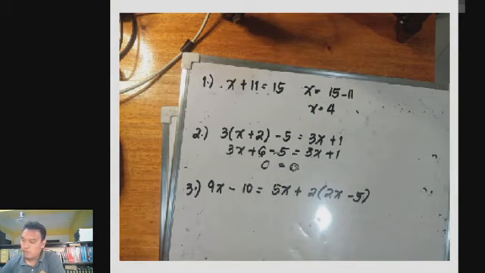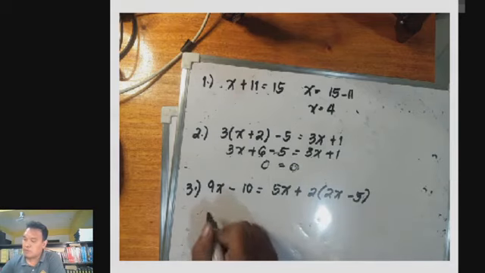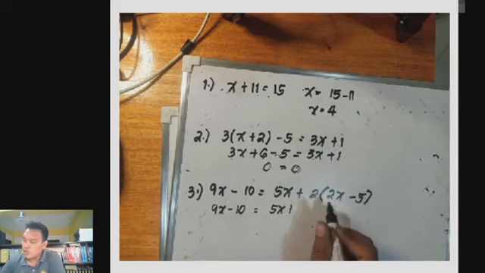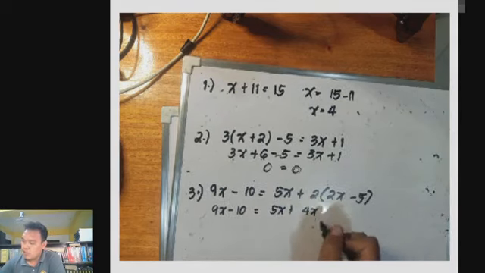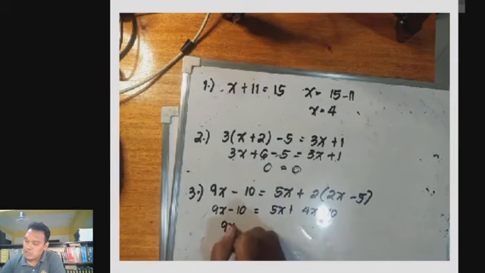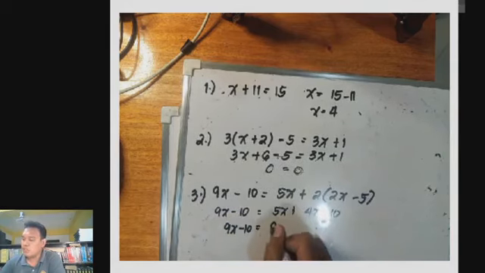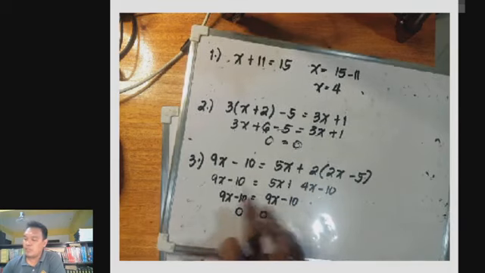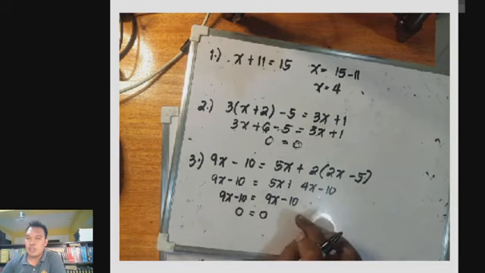No? Then, for number 3, we have 9x minus 10 is equivalent kay 5x plus 2 times 2x minus 5. So, simplify mo lang, 9x minus 10 is equivalent kay 5x plus ito, magiging 4x, then ito, magiging minus 10. Lalabas, 9x minus 10 is equivalent kay 5 plus 4 is 9x minus 10. Therefore, 0 is equivalent kay 0. So, walang magiging value yung x dyan. Kasi nga, pag nilipat mo yung 9x dito sa kabila, 9x minus 9x is 0. Then, pag nilipat mo yung 10, negative 10 plus 10, 0. No? So, walang value yung x dyan.